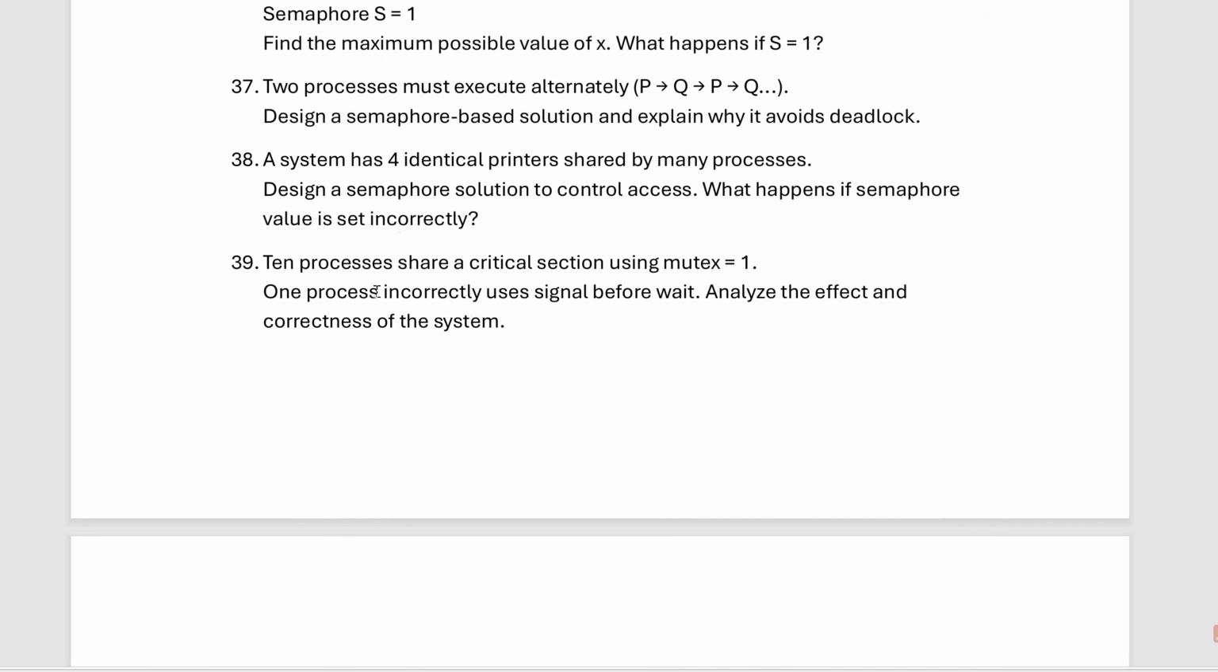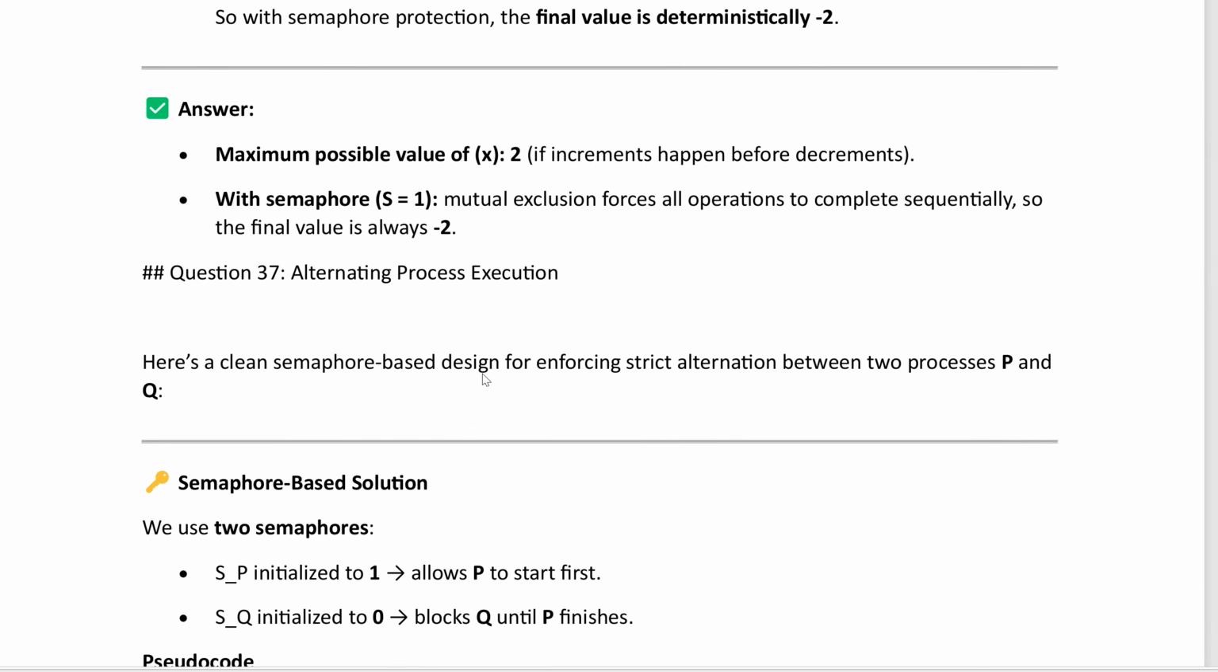Now the next problem, problem number 37. Two processes must execute alternately. That is, there are two processes P and Q, which are executed alternately. Firstly P executes, then Q, then P, then Q, then P, alternately. We have to design a semaphore-based solution and explain why it avoids deadlock, right? So that is problem number 37.